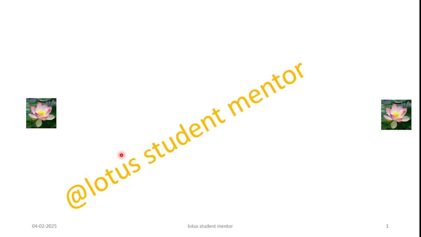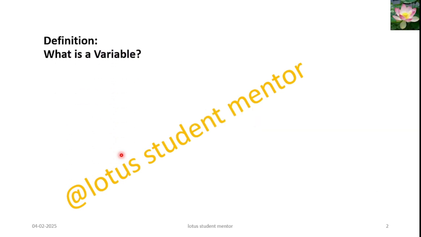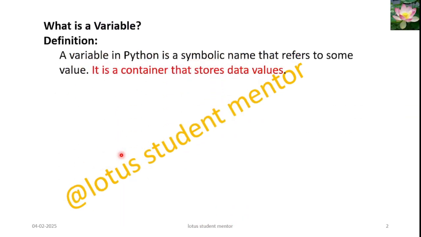In this session we are going to study understanding variables in Python. What is the meaning of a variable? A variable is nothing but a container that stores data values. A variable in Python is a symbolic name that refers to some value.